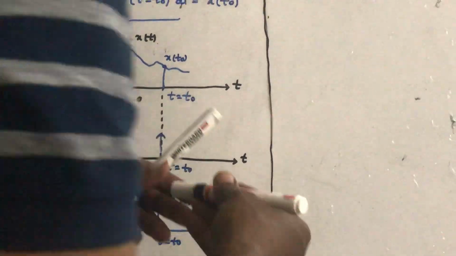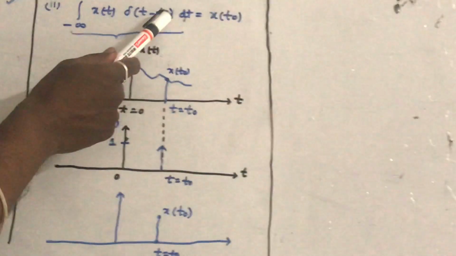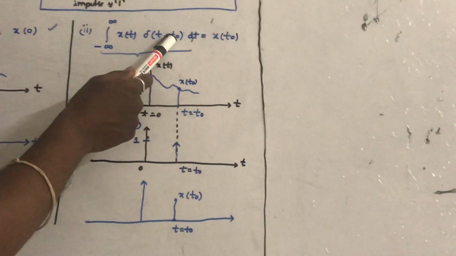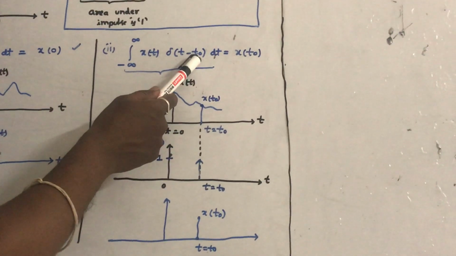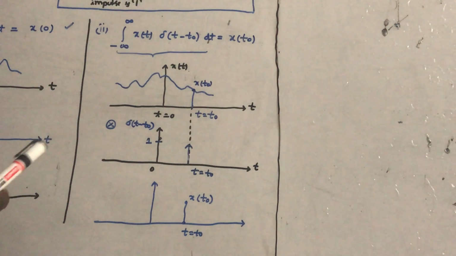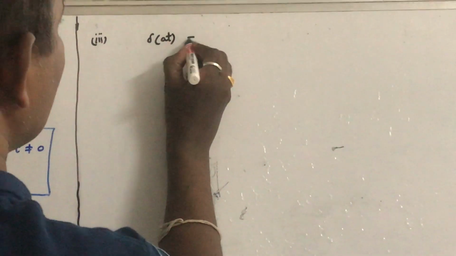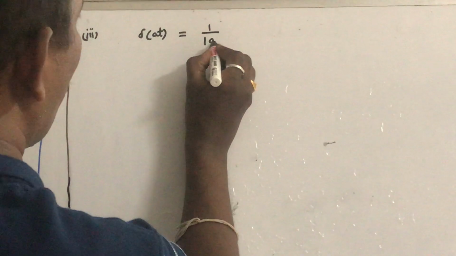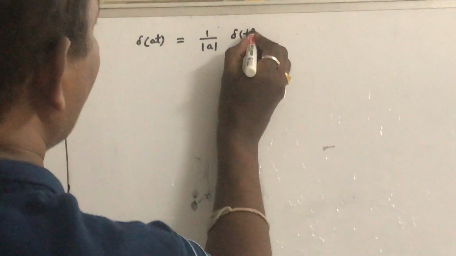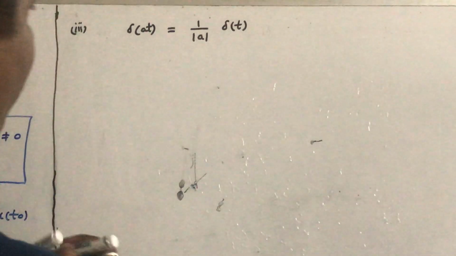Similarly, if you take del of t plus t naught, the same property can be extended. Simply what will be the answer? X of minus t naught. Now let us take the third property. Del of at is equal to 1 by mod a into del of t. So this is another very important property.